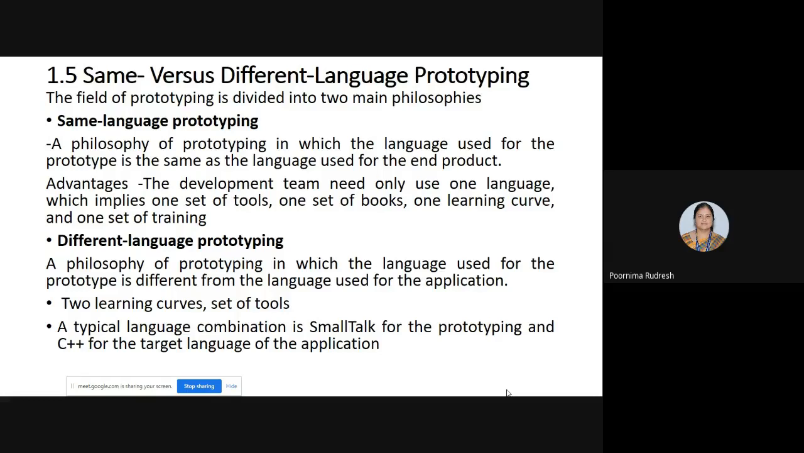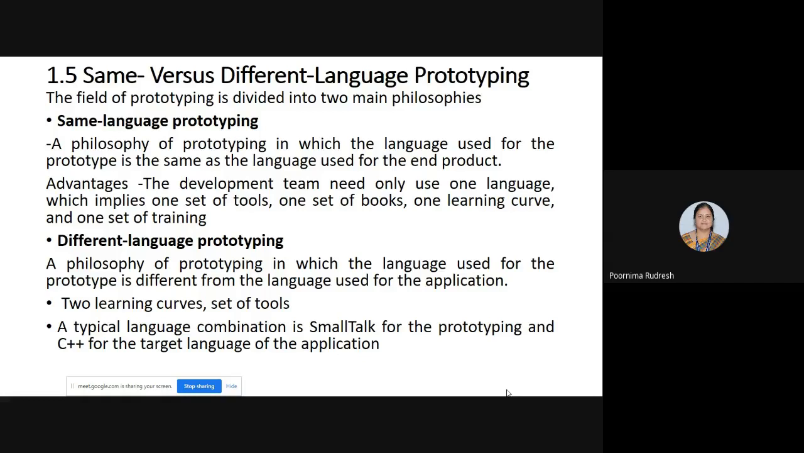So, what is same language prototyping? It's a philosophy of prototyping in which the language used for the prototype is the same as the language used for the end product. What it means is we are using the same language to develop the prototype as well as to implement that particular software or product. Understood? Same language prototyping means we are using one language for both the prototype development as well as for the implementation.